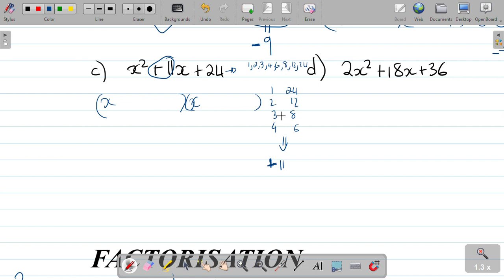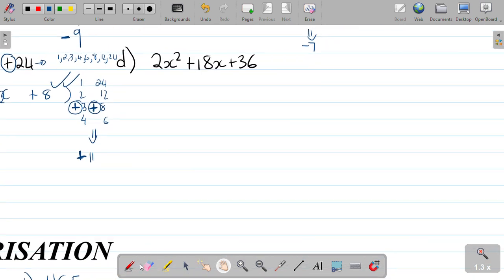So let's have a look. Oh, I see. If I make the 3 a plus and the 8 a plus as well, then I am going to make positive 11. So I can put that in there, plus 3, and just to double check, is my third term positive? Yes. And are both my signs the same? Yes. So we know that we are 100% fine. Okay, let's have a look at letter D, our last one.